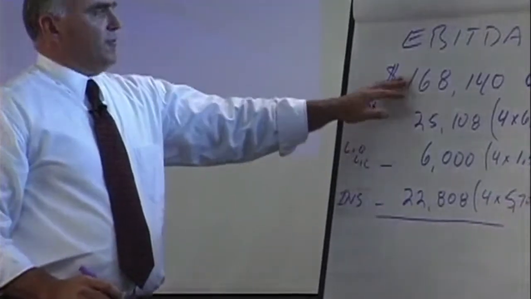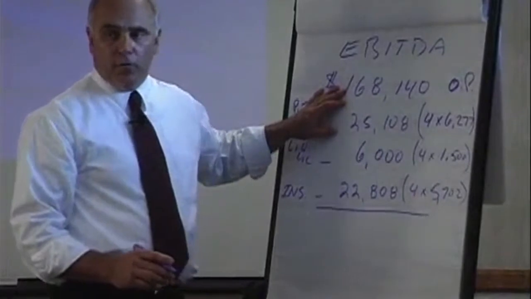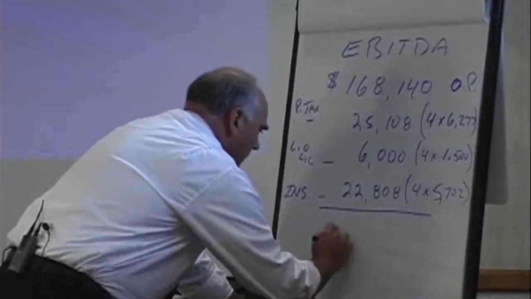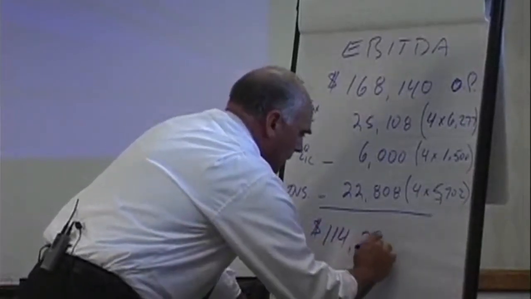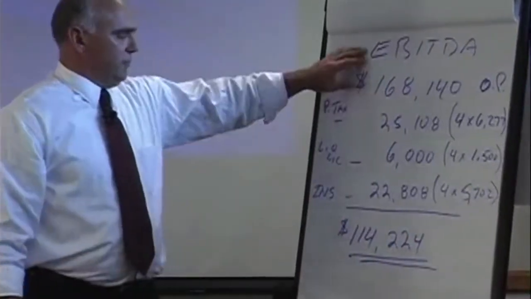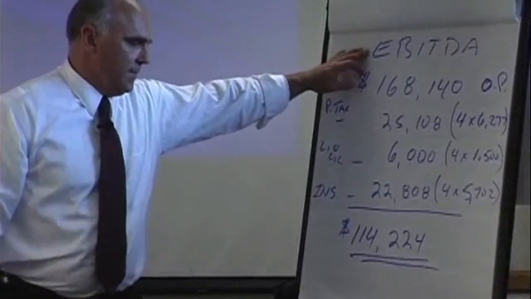Those 3 subtractions from the annual operating profit will give us the annual EBITDA, which is necessary for our remaining financial calculations. And the result is $114,224, which is equal to the first year's EBITDA, earnings before interest, taxes, depreciation, and amortization.